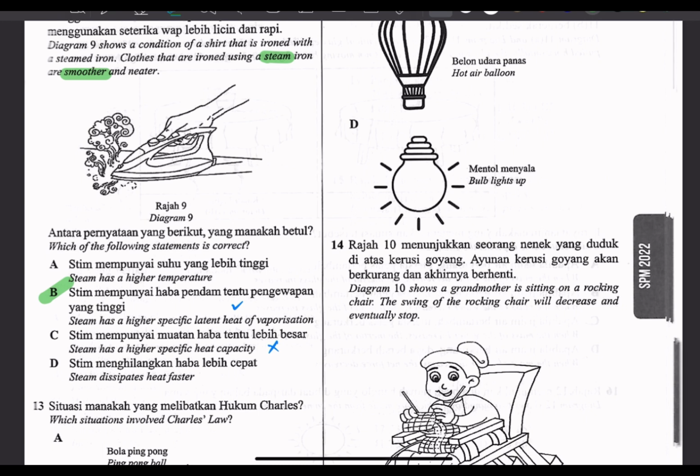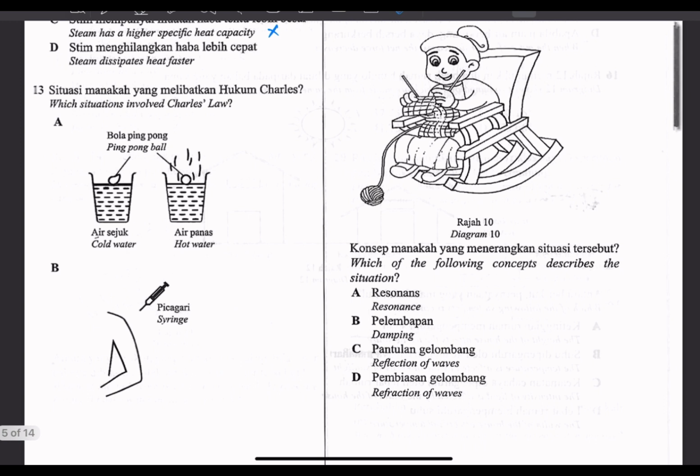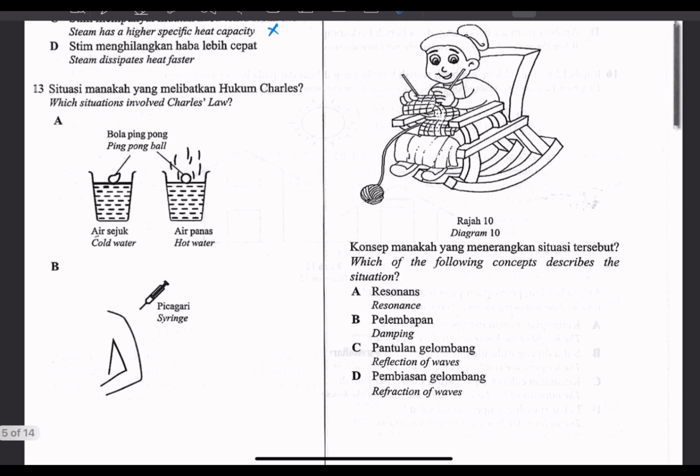Okay, the steam has a higher specific latent heat of vaporization. When the steam comes out and is in contact with the clothes, the gas changes to liquid. A lot of heat will be given out, it will release a lot of heat. So the heat can iron the clothes to become smoother.